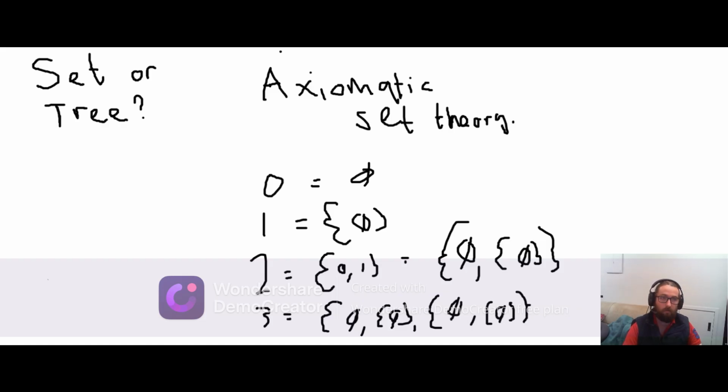One utility of thinking about it this way is that the number of things in the set, or elements in the set I should say, actually tells you what number the set represents. So the set 0 has a length of 0. The set 1 has a length of 1, set 2 has a length of 2, etc.